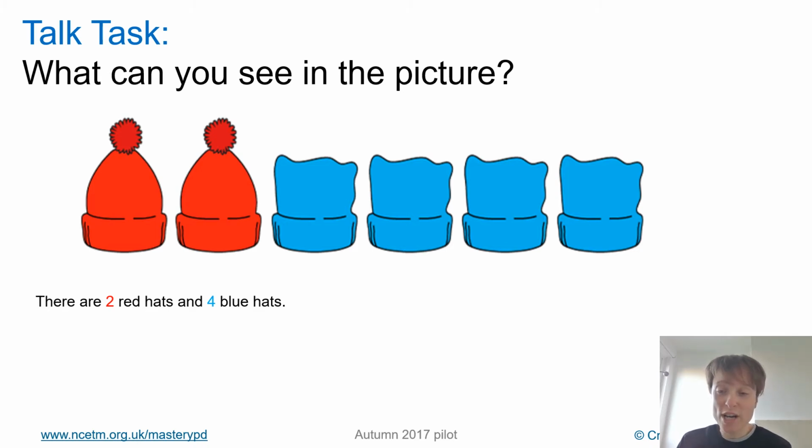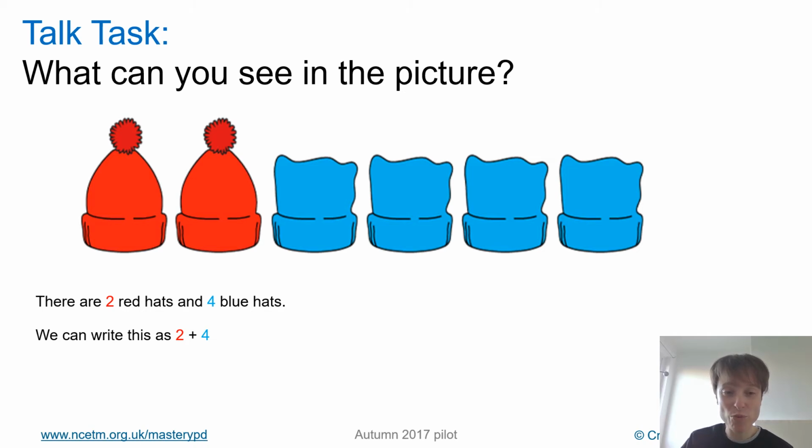Now I wonder if you can write an expression to match the picture. Hopefully you've got a pen or a pencil and some paper in front of you, so you can pause the video and have a go. And maybe you can think of that sentence. We can write this as... Let's see if you're right. We can write this as 2 plus 4, or we can say 2 add 4. So I'd like you to repeat that sentence now. My turn. We can write this as 2 plus 4. Your turn.